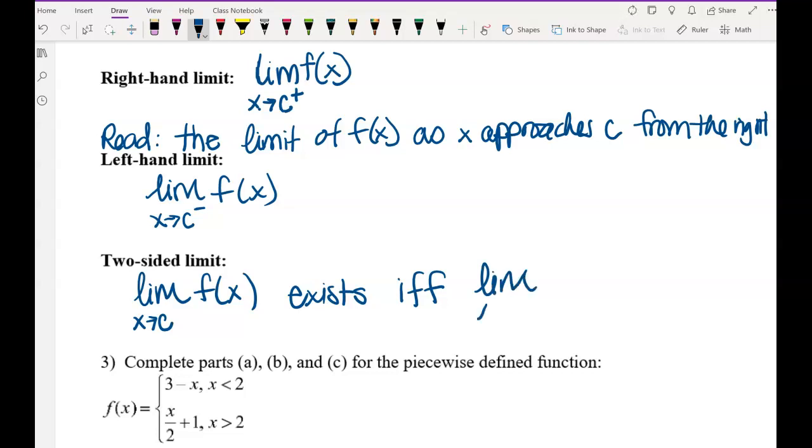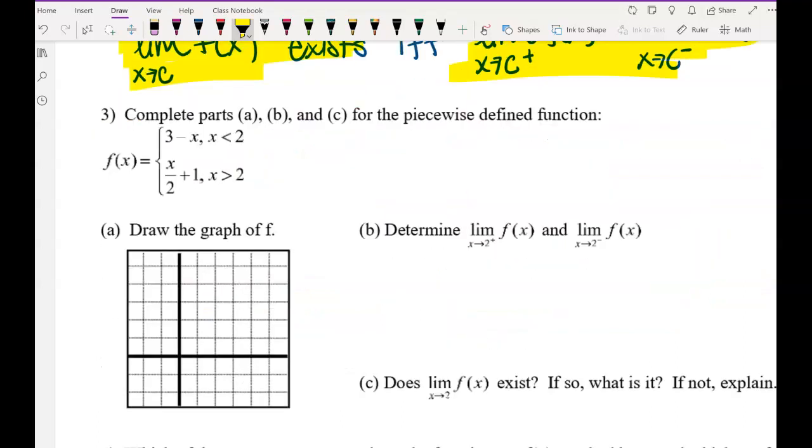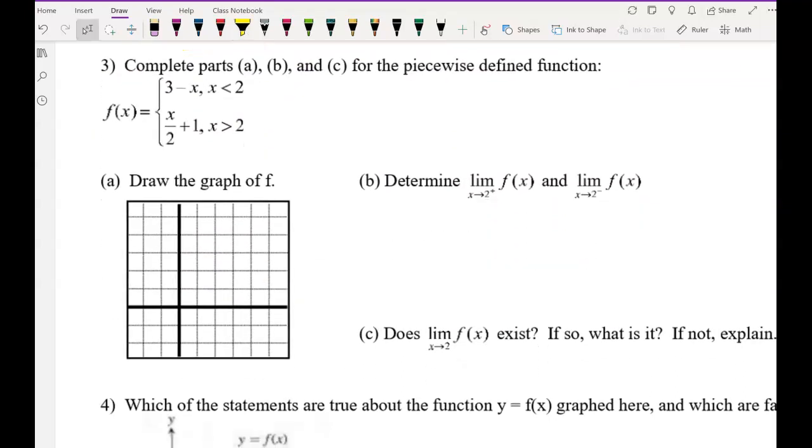The limit as x approaches c from the right of function f of x is identical to the limit as x approaches c from the left of that same function. This means that for the two-sided limit to exist, students, the right and the left must be exactly the same. And this is so important, guys. So let's demonstrate in these next few examples.